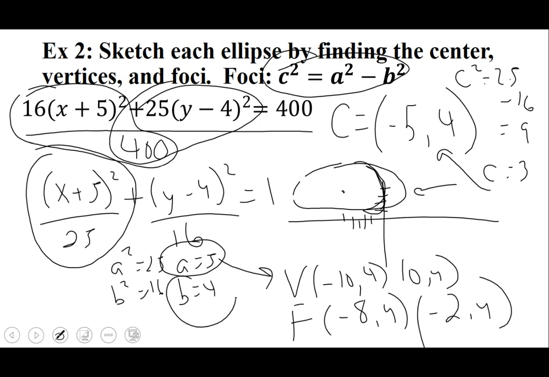And then again, what does the b tell you? Well, the b tells you that you should be 4 units in each of these directions on the minor axis. And again, you should actually be plotting these specific points, or you should at least be able to, if I was to ask you on a test or quiz to do so. Again, for the notes and the homework, if you cheat a little bit, that's fine.